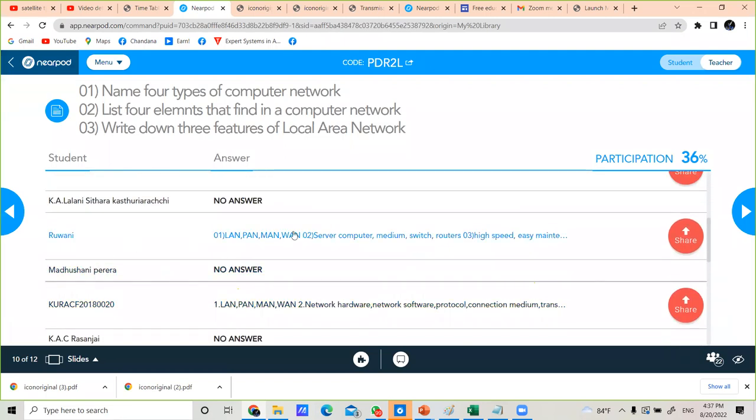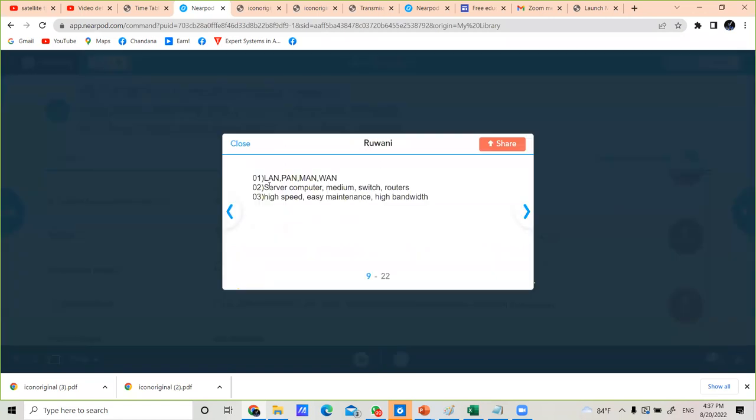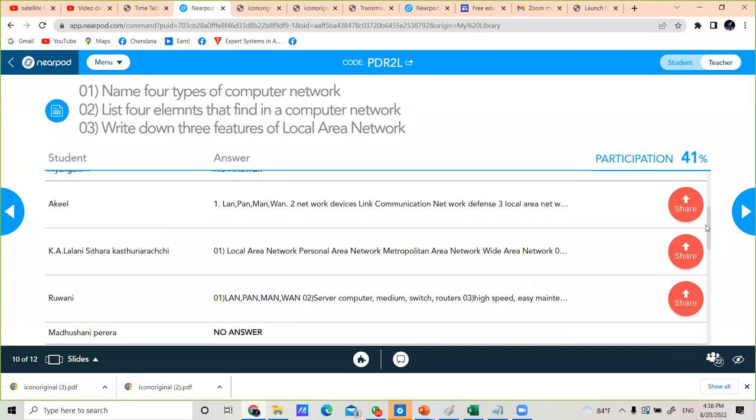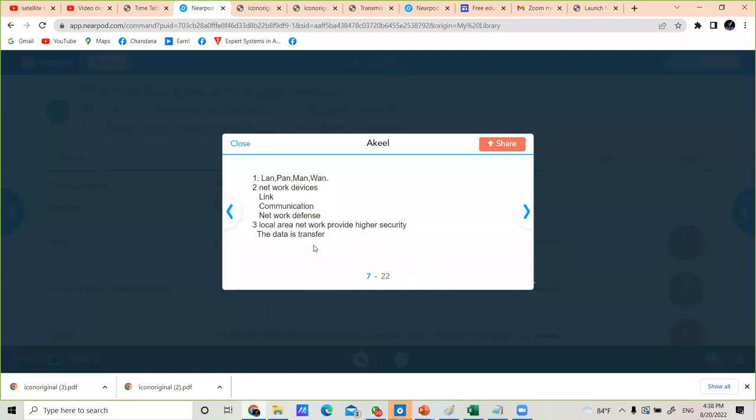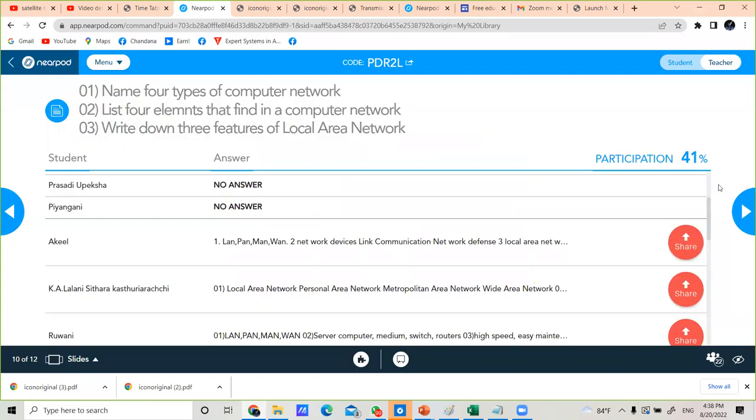Then we'll see Ruani's one. First one, okay. Types of network: LAN, PAN, MAN, and WAN. Then second one: server, computer, medium, switch, router. Actually, you mentioned only devices, the first element. We need 4 elements to establish the computer network system. First element, network devices. Then second one, links. Third one, communication protocol. Fourth one, network defense.